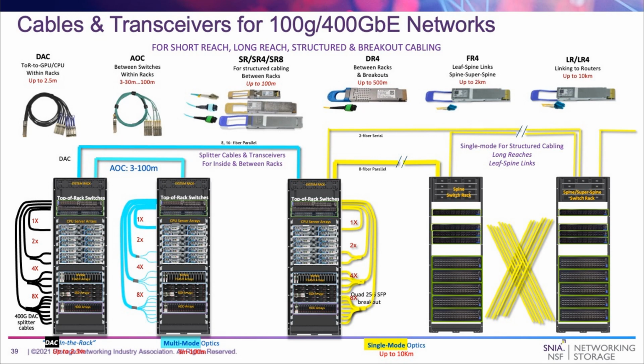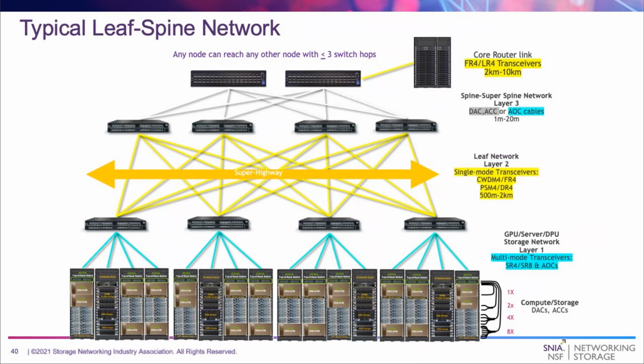And then to go from maybe an end of row or maybe some type of aggregation switch going across the data center to maybe a leaf spine network, you're going to use the DR4, FR4, or LR4 in those cases. Usually LR4s go out to the router.